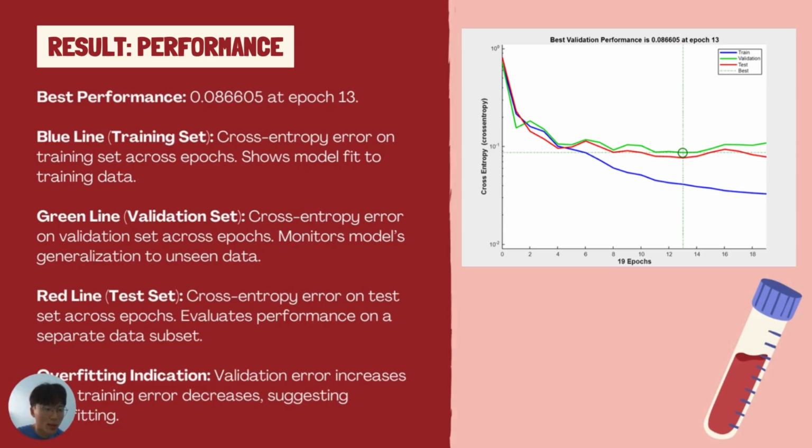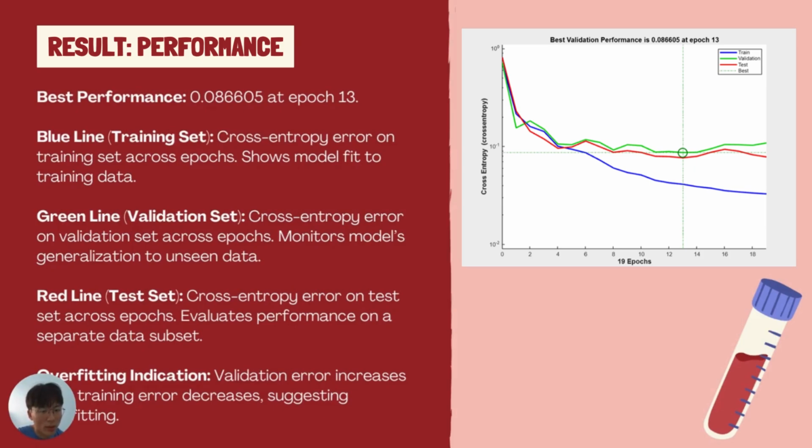is used to explain the cross-entropy error on the training set across the epochs and shows the model fit to the training data. The green line describes the validation set and shows the cross-entropy error on the validation set across the epochs. It monitors the model's generalization to unseen data. And this red line describes the test set, showing the cross-entropy error on the test set across the epochs and evaluating the performance on a separate data subset.